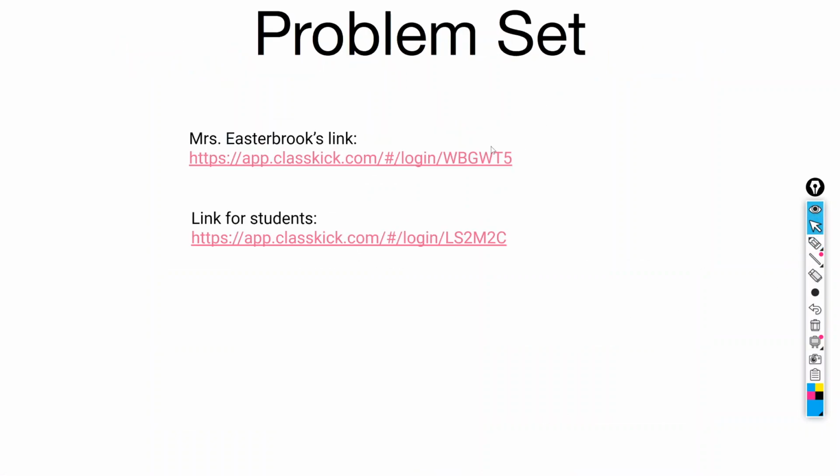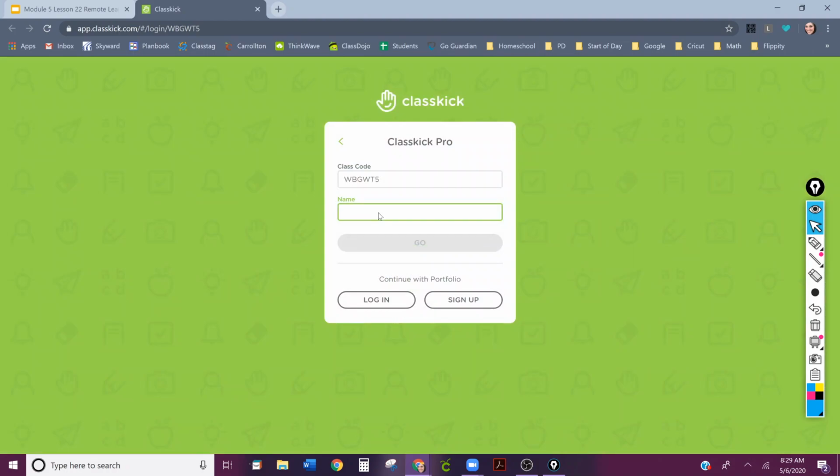Okay, that takes us to our problem set. So if you'd like to do it on paper along with me, if you have your workbook, you can do it in your workbook. Or if you want to just do it on scrap paper, you can do it on scrap paper. If it's easier for you to just watch, you can just watch. Remember that in Classkick, once you click the link, you're going to need to put your first name and last name or last initial.